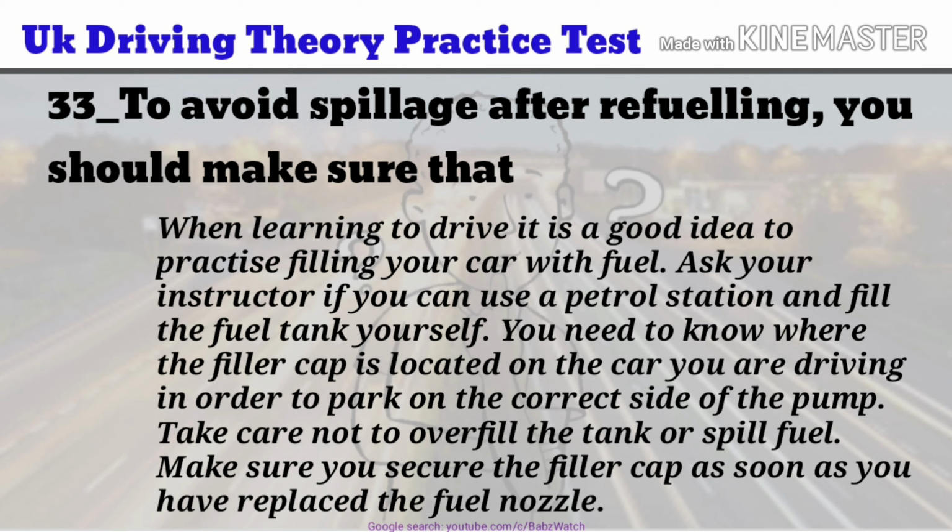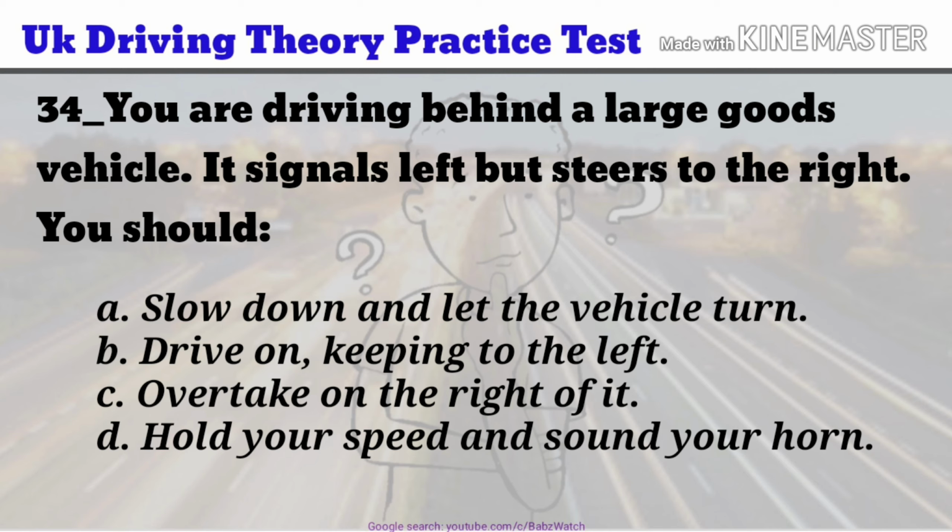UK driving theory practice test question 34 of 50. You are driving behind a large goods vehicle. It signals left but steers to the right. You should: A. Slow down and let the vehicle turn. B. Drive on, keeping to the left. C. Overtake on the right of it. D. Hold your speed and sound your horn.